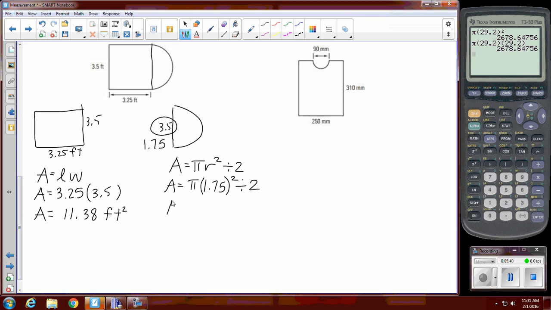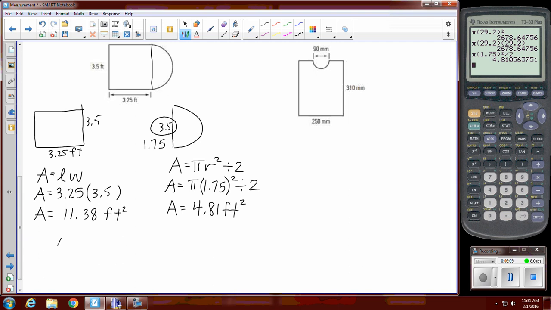And again, I'll show you how this looks when we go into our calculator. So on our calculator, we're going to say the pi button times 1.75, and I'm using my squared button, and dividing by 2. And again, you can go 1.75 times 1.75 divided by 2. So the area of this semicircle is 4.81 square feet.